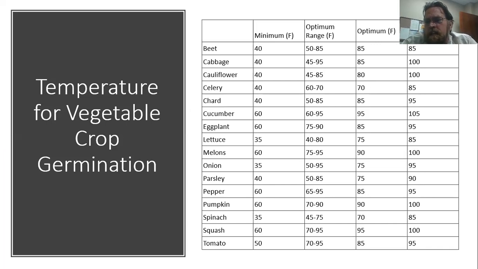Temperature, generally speaking, a temperature range of about 75 to 85 degrees Fahrenheit is where we want the temperature to be in order for good seed germination. You can see that there's a pretty wide range of temperatures that will be acceptable, but what we want to look for is right in that optimum range. If you scroll through all of those different entries, you'll see that just about everything is going to perform well right in that 75 to 85-degree range, where you're going to get really good seed germination.